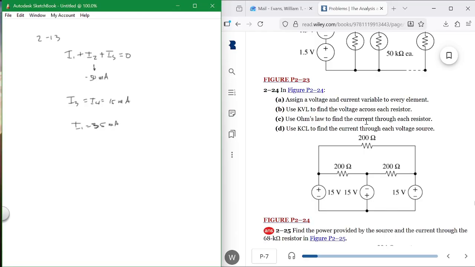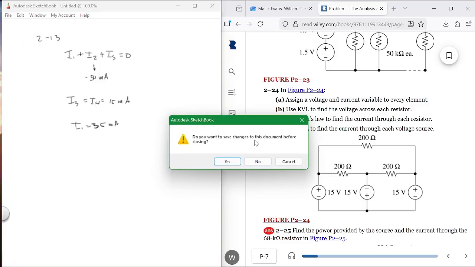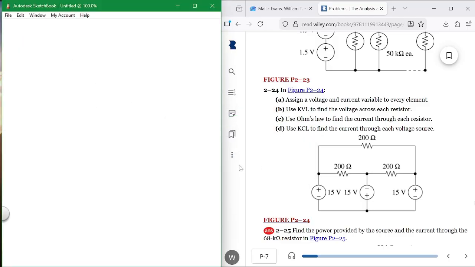Okay, now with this one, assign a voltage and current variable to every element. So basically, you've got what? Well, in this one, we've got a bunch. We've got a mess. These are kind of strange. These aren't our normal problems, are they? These are not our normal everyday problems, but these are asking us to look at Kirchhoff's voltage law and Kirchhoff's current law, and apply them pretty much just blindly. So it's 2-24.